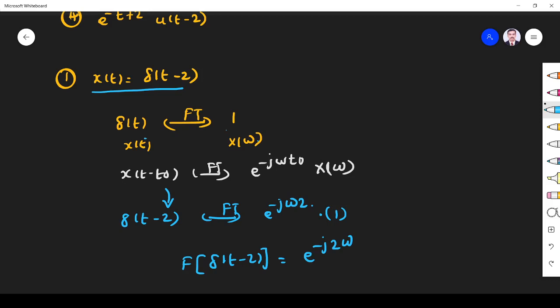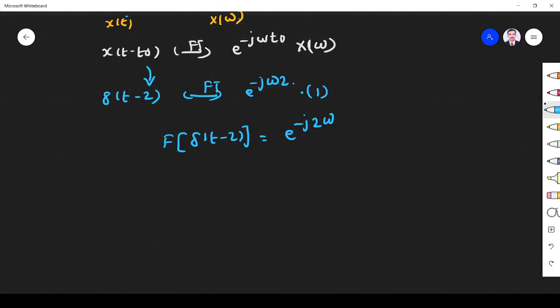So this is x of t minus t naught. Instead of t naught we have 2, so substitute 2 for t naught. What is X of omega? X of omega is 1. Substitute 1 over. The answer is very simple.